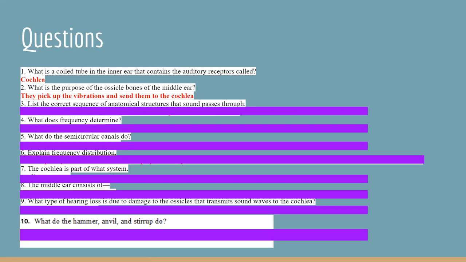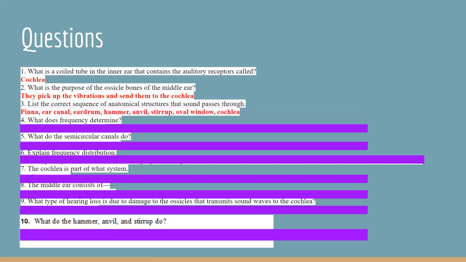That's what they do. Well, 10 is pretty much saying the same thing, but anyways, list a sequence of anatomical structures that sound passes through. Here's the order. Goes from outer to inner. Pinna, ear canal, eardrum. Hammer, anvil, stirrup, oval window, cochlea. Because remember, the oval window connects the ossicle bones to the inner ear, the middle ear to the inner ear. What does frequency determine? It determines pitch.